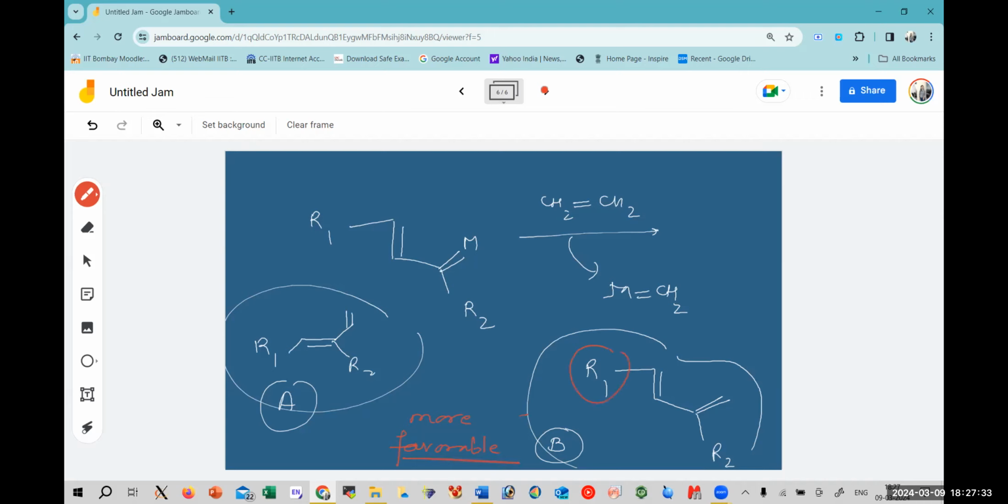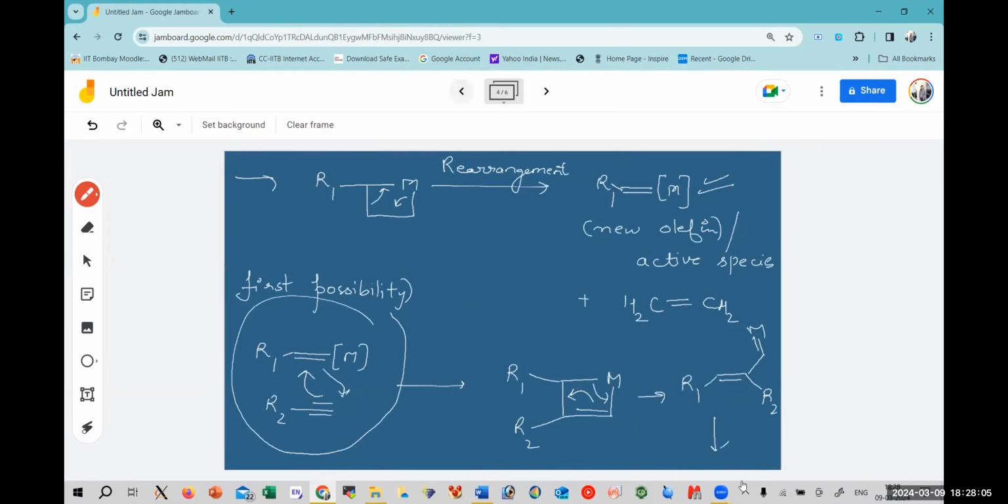Why? Because the two moieties, R1 and R2, are far apart, whereas in this case, they are close. So because of the steric constraints, it is more favorable. So your second possibility is coming as more favorable, where R1 and R2 are on opposite sides. So I hope this has been clear. This is one type of mechanism, the ene-first mechanism. It is the most popular among ene-yne metathesis.